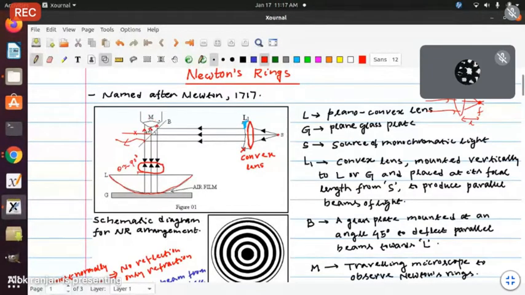M stands for a traveling microscope. Okay, and we can observe something through this microscope. So this is actually not fixed, it is traveling, because we can get beams over the surface of this plano-convex lens. So therefore we need to travel it. So these are the things that happen inside this Newton's rings experiment, or the Newton's rings apparatus.